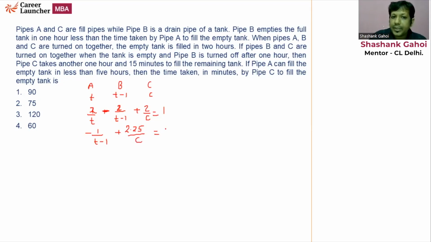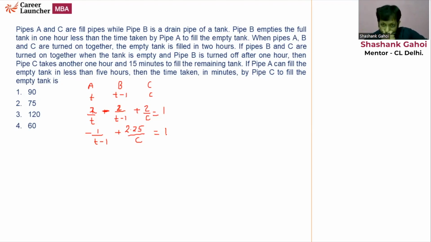And work is completed. So basically, I have 2 equations and 2 variables. I can solve, I can get the value of T, I can get the value of C. So I can get the time for anyone. Now the question is saying if pipe A can fill the tank in less than 5 hours. So anyhow, I can figure out what the answer is from here.